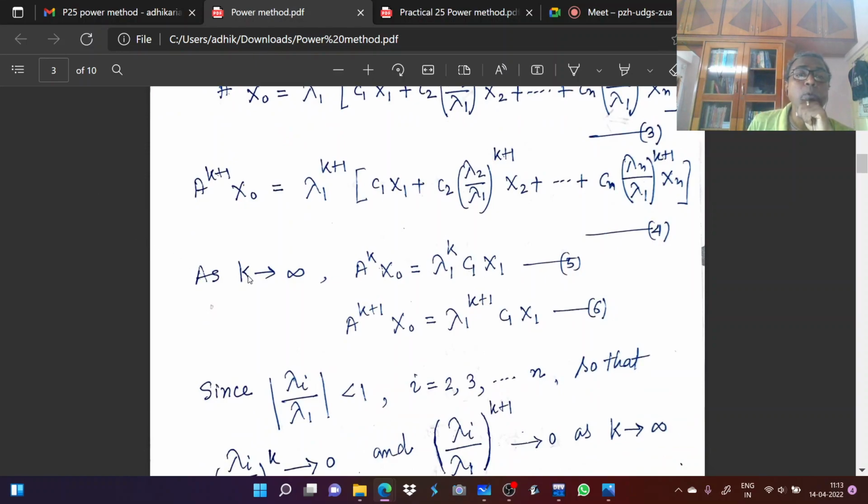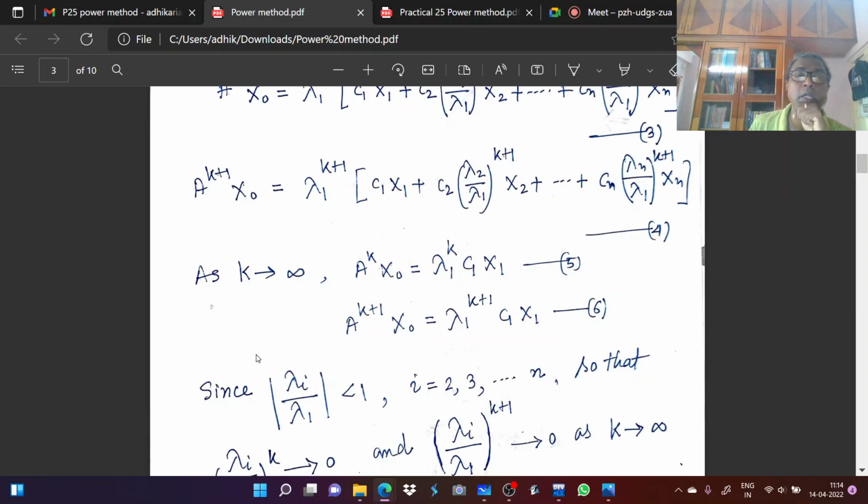Now k tends to infinity, meaning a large number of k. So A^k x0 equals lambda 1 to the power k C1 x1, and A^(k+1) x0 equals lambda 1 to the power k plus 1 C1 x1, because the modulus of lambda 1 is numerically the largest compared to the other lambda i's. So the modulus of lambda 1 is larger than that of lambda i for i equal to 2, 3, ..., n.